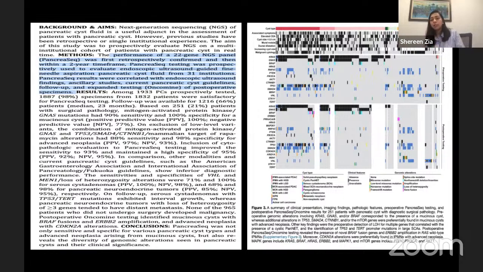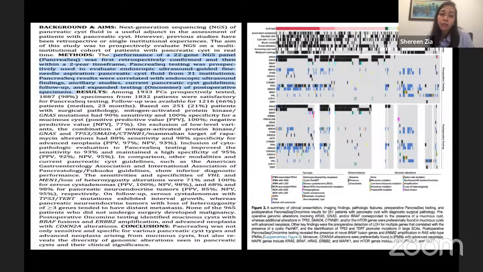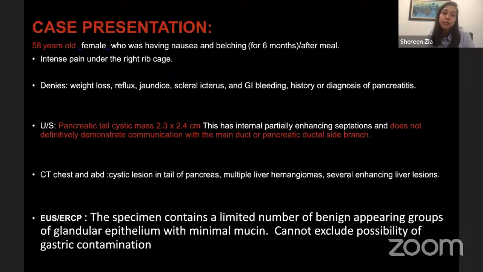There were some limitations of the study, but I have just put up this paper to show that NGS testing is being done, and molecular testing is on the way to being regularly implemented in the future for the diagnosis of cystic lesions of the pancreas, because of the high specificity of detection associated with it, as tested till now. So now we will go to another case presentation.